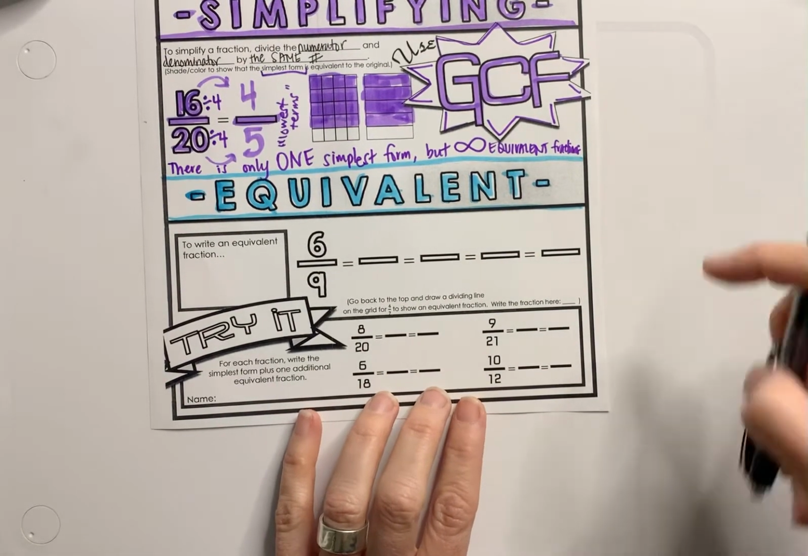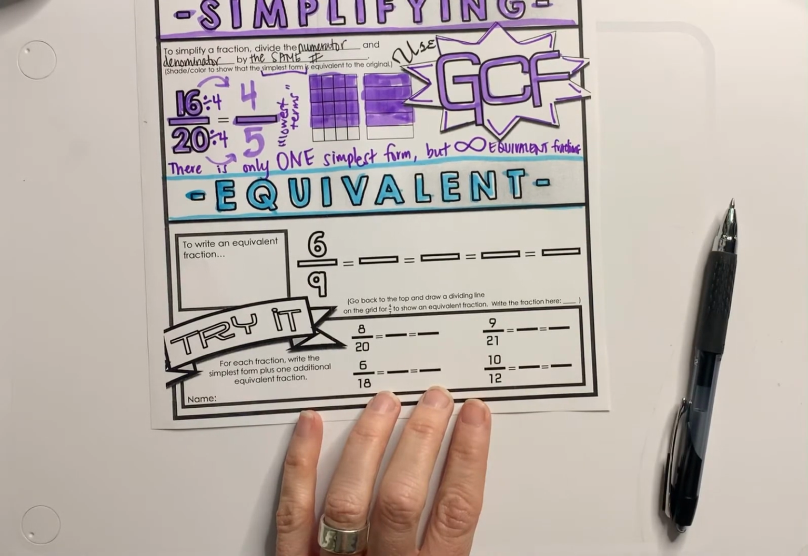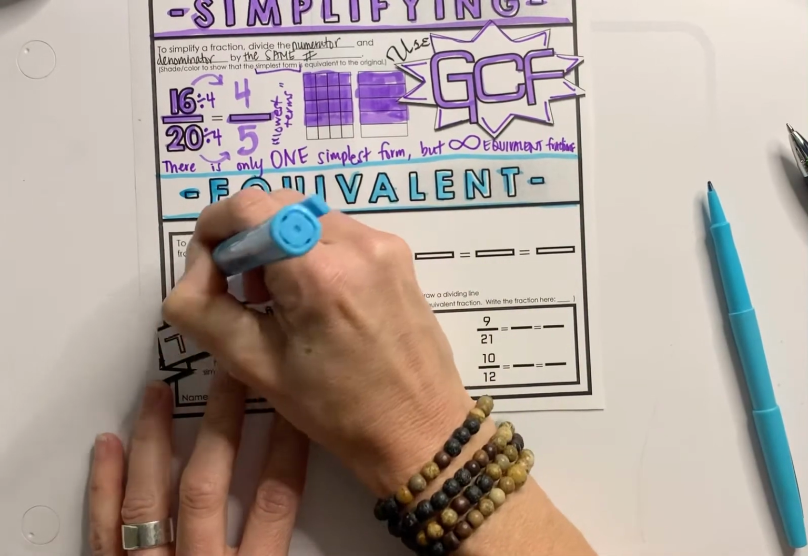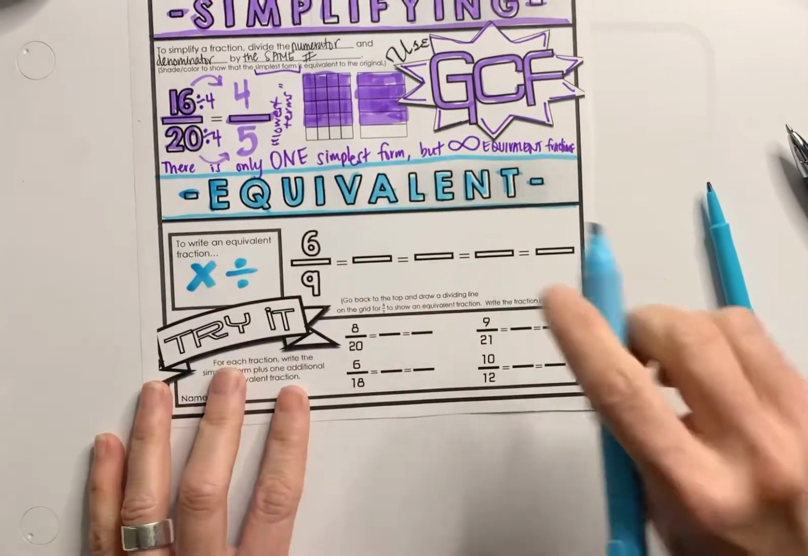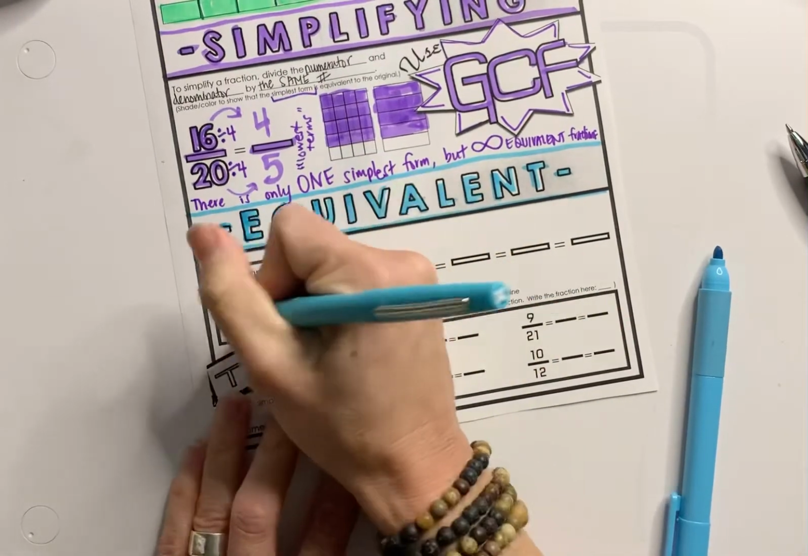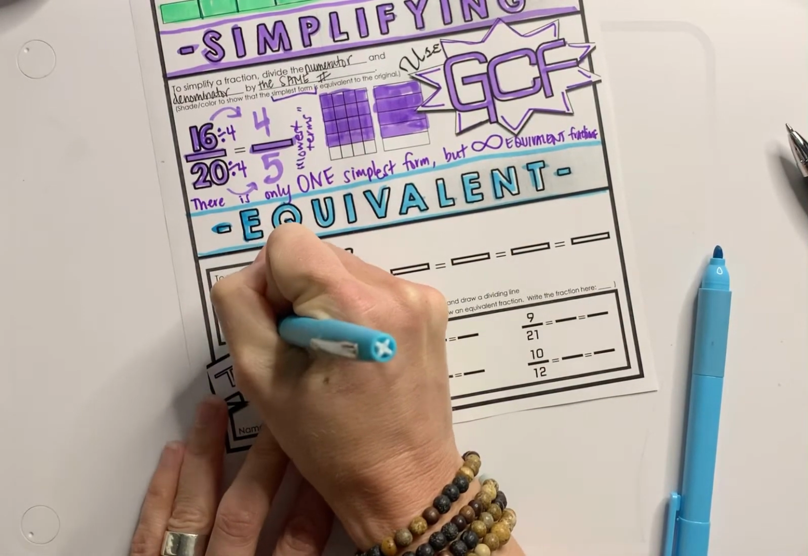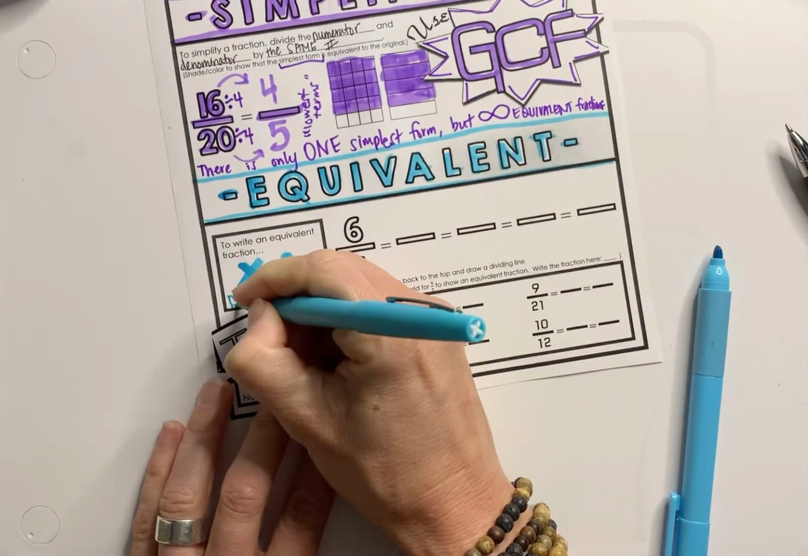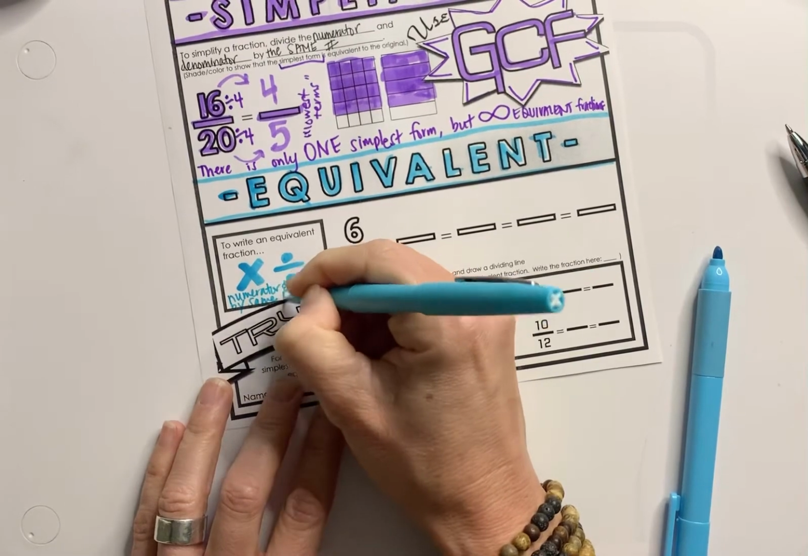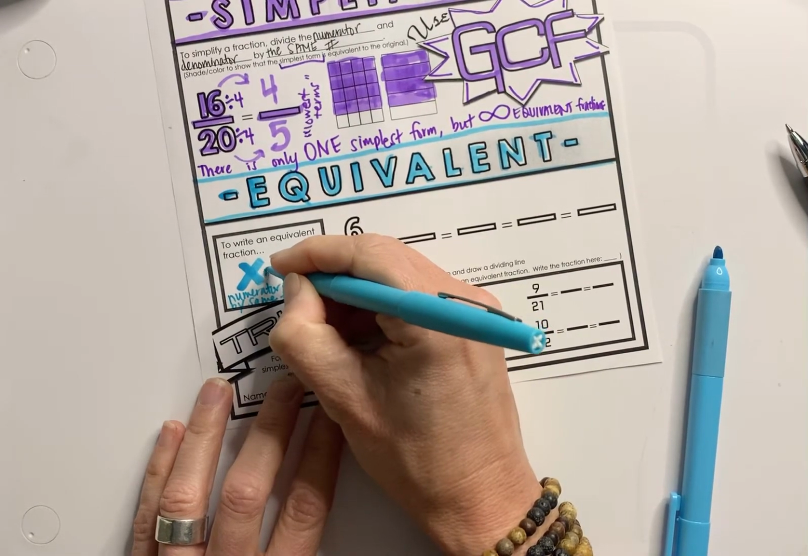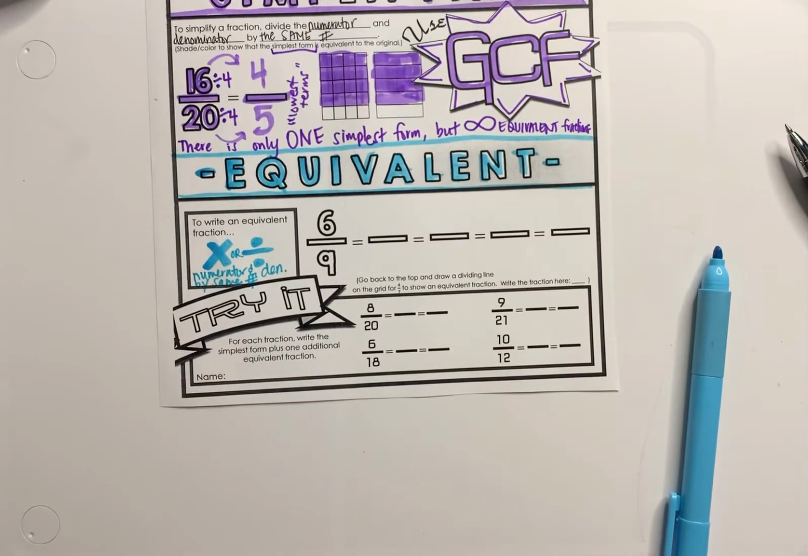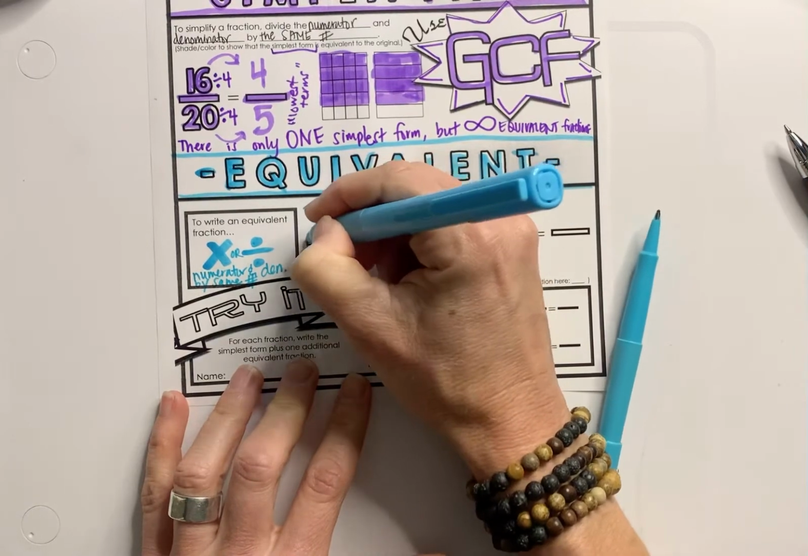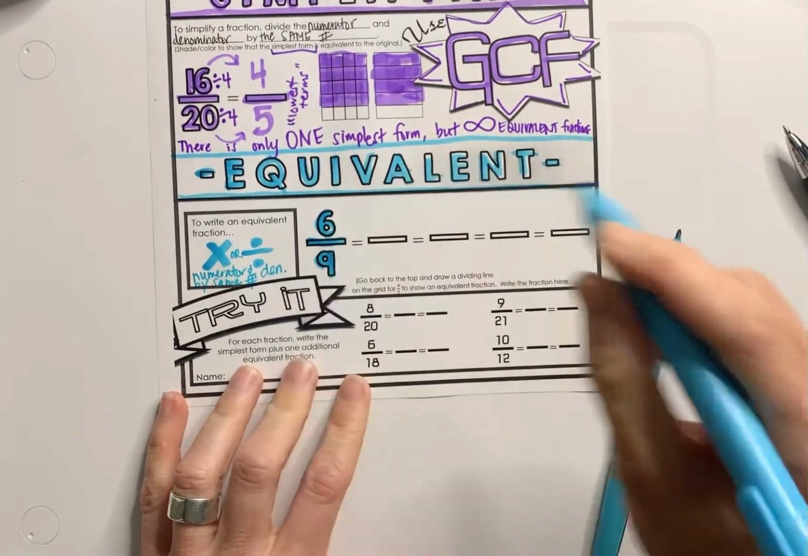So to write an equivalent fraction, you are going to need to multiply or divide the numerator and the denominator by the same number. Okay, so for example, I have the fraction 6/9. And now I want a whole bunch of equivalent fractions.